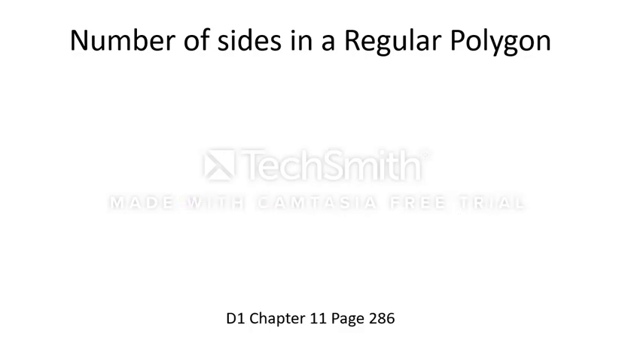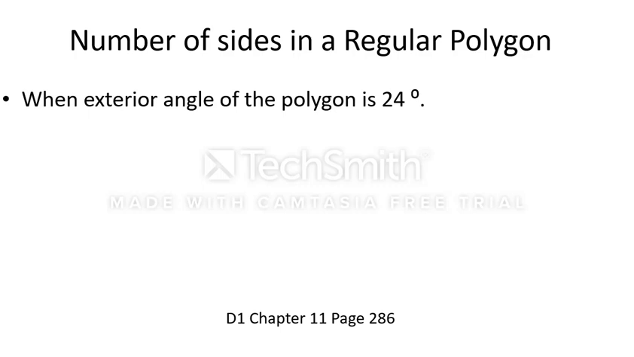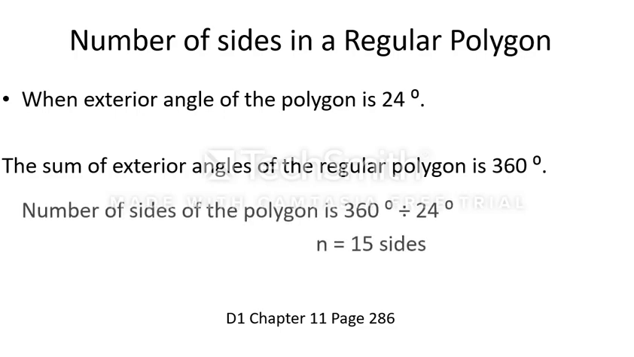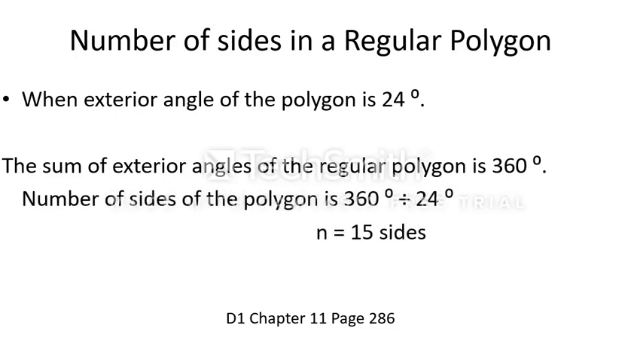Now, how can we calculate the number of sides in the regular polygon when the exterior angle of that polygon is given? For example, if the polygon has an exterior angle of 24 degrees, how can we find the number of sides? We know that the sum of exterior angles of a regular polygon is always 360 degrees. So that answer can be calculated with one simple step: you will divide the sum of exterior angles, that is 360, by one exterior angle. So when we divide 360 degrees by 24, we got the number of sides, and it was a 15-gon.